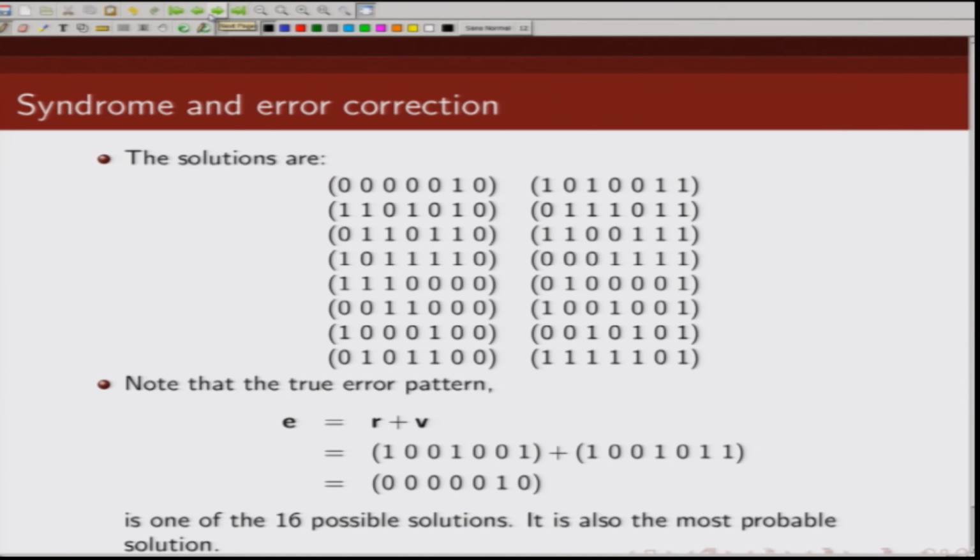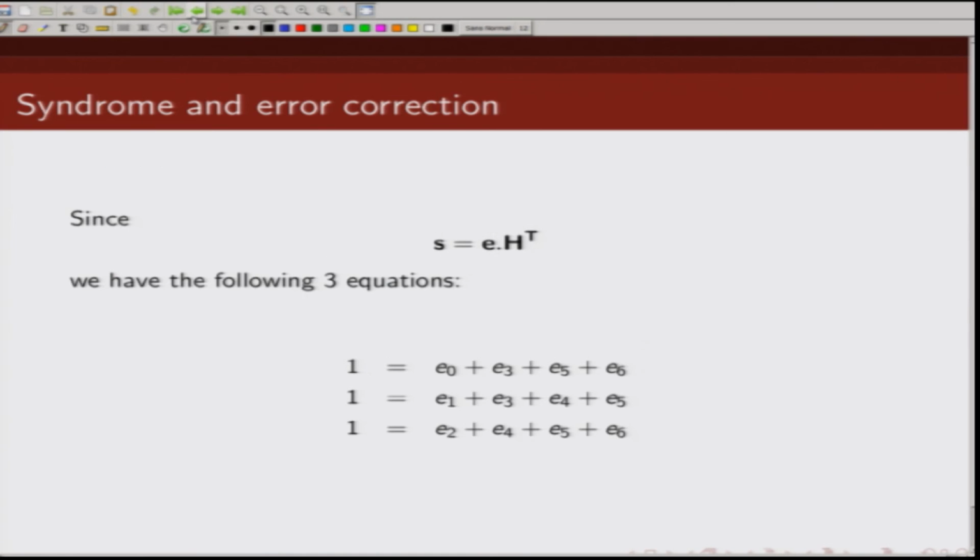So, to recap then, when we want to do error correction, what do we need to do? We need to solve these syndrome equations. There are n minus k equations, but there will be n unknowns. So, this will have 2^k solutions, and we will have to pick the most probable solution from this set of 2^k solutions.